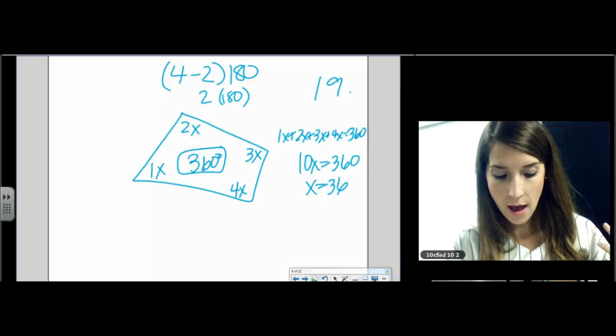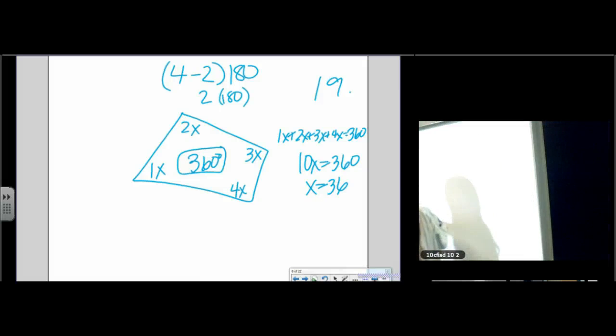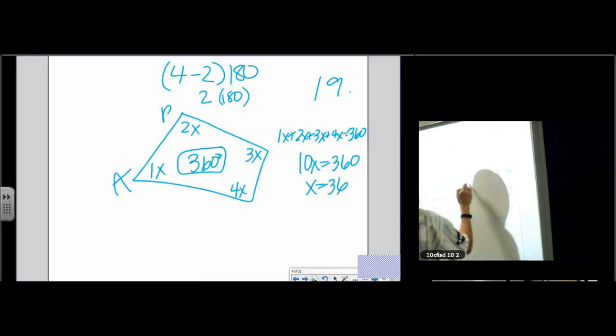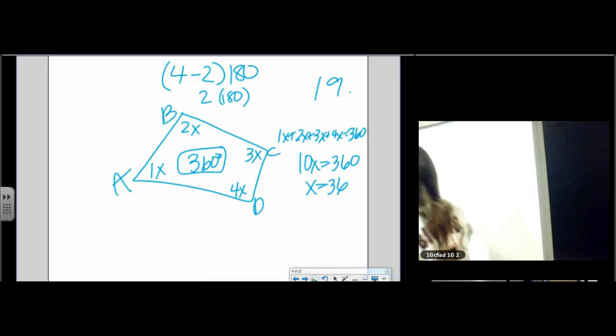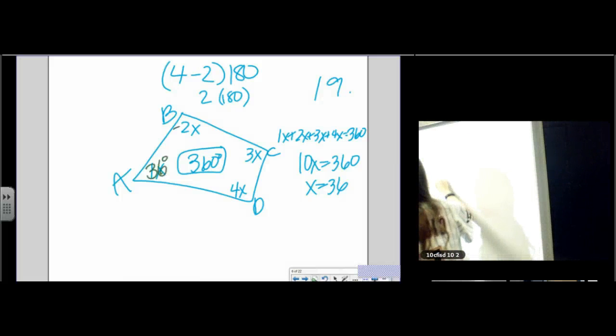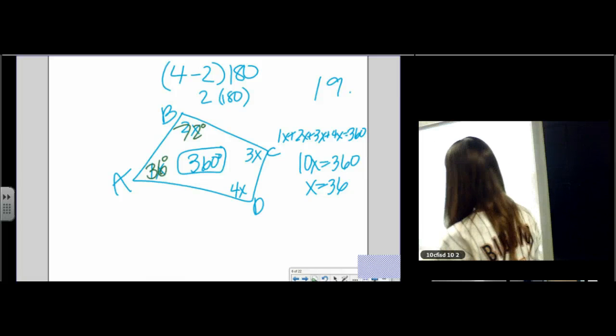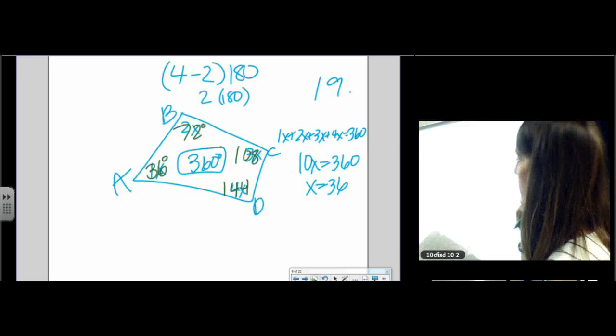Now, it did say which segments are parallel, so I do need to keep working this. So we've got A, B, C, D. When we plug them back in, we get 36, 72, 108, and 144. Which segments are parallel?